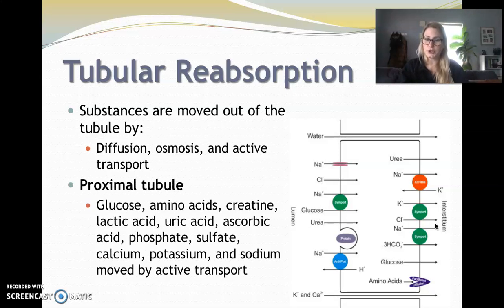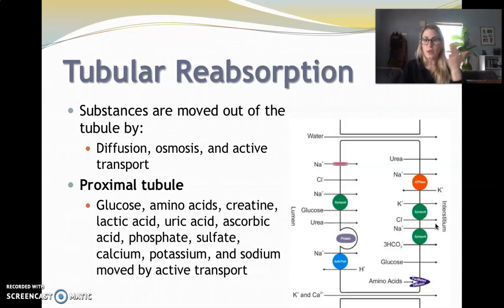Proximal convoluted tubule. So we've gone into the glomerulus, we've filtered stuff out, and now we're in that little tube. It is surrounded by the peritubular capillaries. So remember, if we're reabsorbing things, it's going from that tube into your bloodstream again. The proximal convoluted tubule is going to reabsorb all of those things listed right there: glucose, amino acids, creatine, lactic acid, uric acid, ascorbic acid, phosphate, sulfate, calcium, potassium. Sodium is moved by active transport.